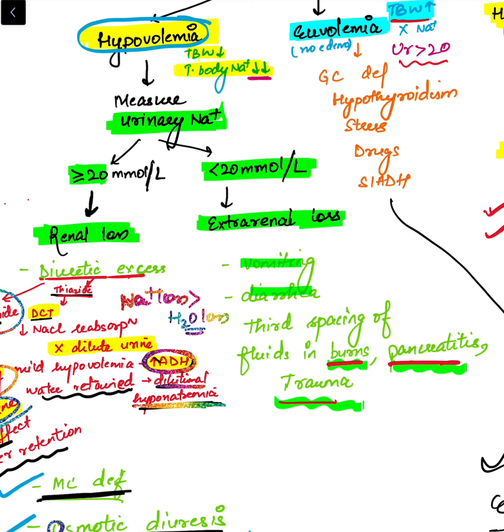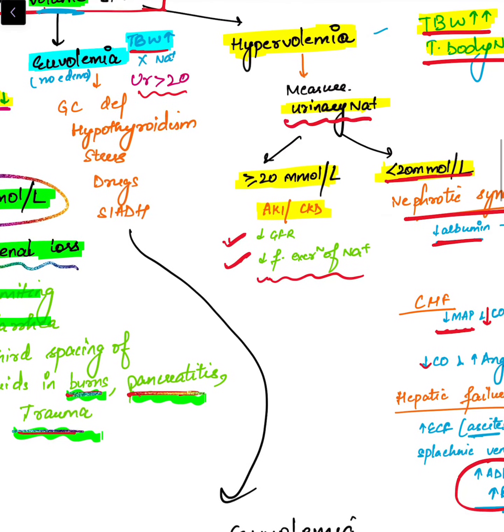In hypovolemia, you check the urine sodium level. If urine sodium level is more, that means there is some renal disease which is not letting the reabsorption. Now if urine sodium levels are less, that means it's an extrarenal loss of sodium, which can be vomiting, diarrhea, or any third space loss through burns, pancreatitis, or trauma.